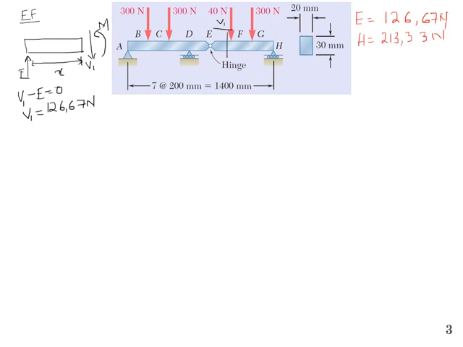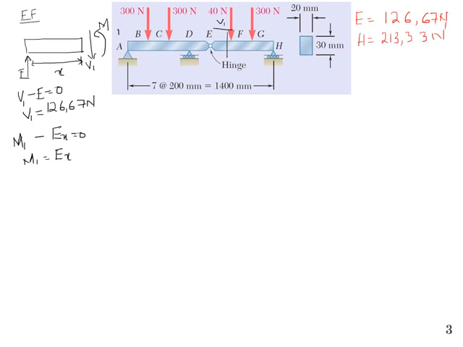Now, if we want to write the moment expression, M1 minus Ex is equal to 0, and M1 will be equal to E times x. If you look at this expression, that is a linear expression, and that is valid for section EF.